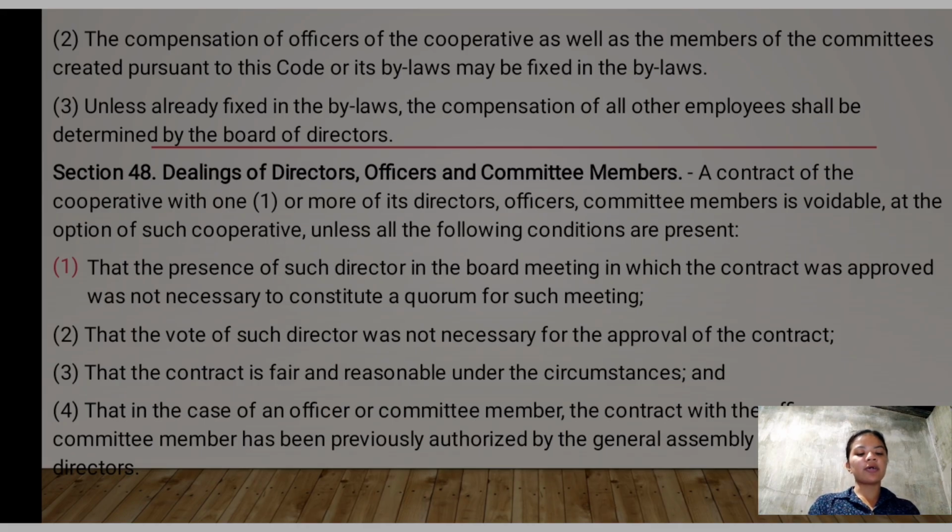First, the contract is authorized by the cooperative. Second, the interested director, officer, or committee member discloses the nature of the interest in the contract. Third, the contract is approved by a majority vote of the members with voting rights at the General Assembly meeting. These safeguards ensure transparency and prevent conflicts of interest in transactions involving cooperative leadership.